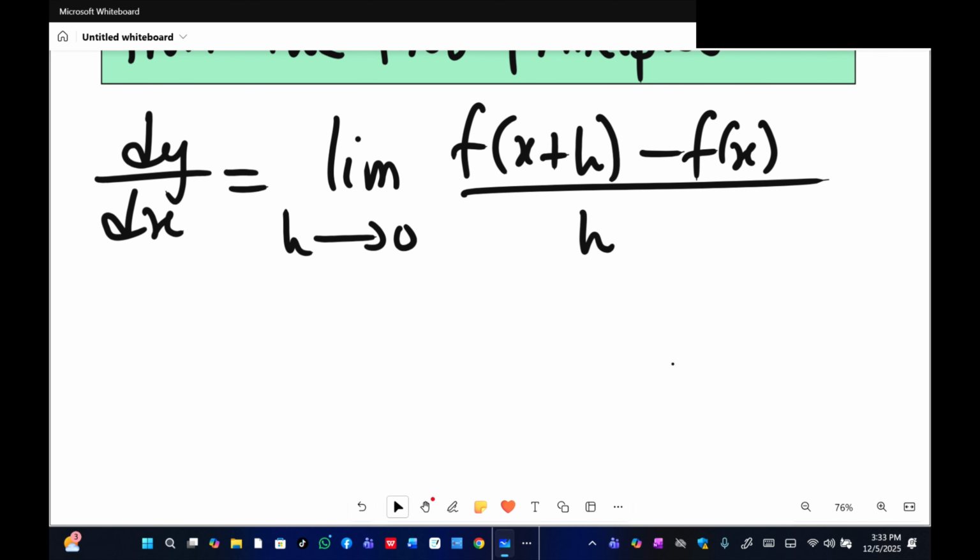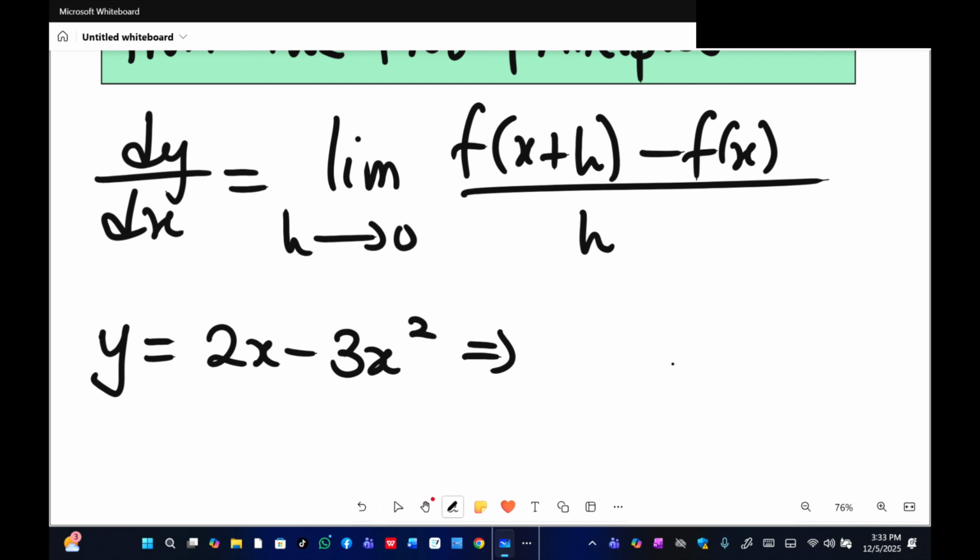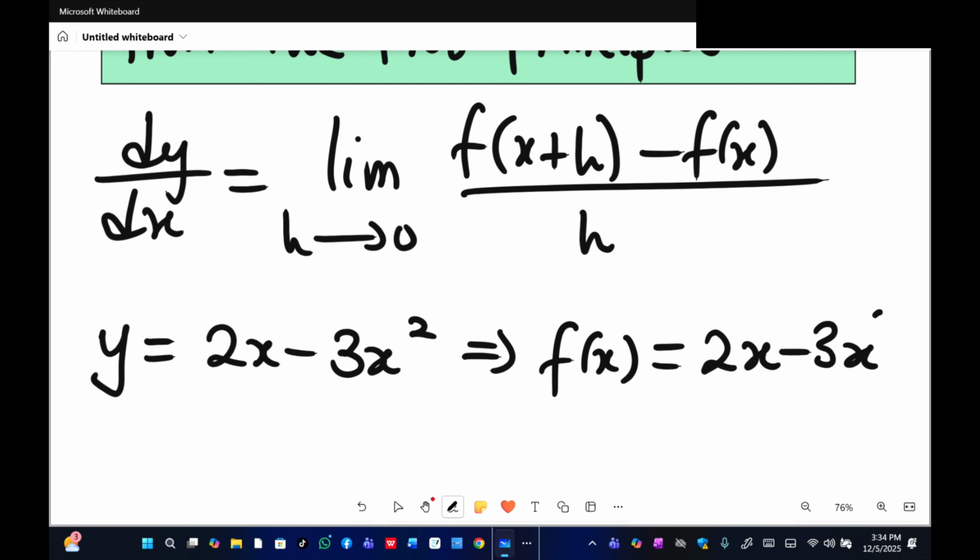So we have the original function to be y is equal to 2x minus 3x squared, which implies that our f of x, which is the original function, is the same as y. So it's going to be 2x minus 3x squared. All right, so we also need to find our f of x plus h. So let us find that one too.